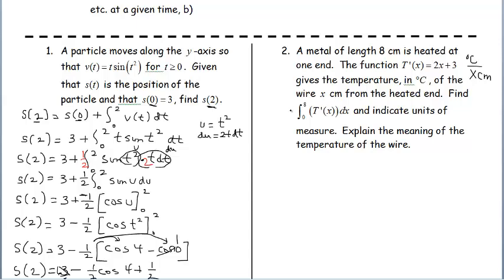All right, we're asked to find this answer right here and indicate units of measure, and then explain the meaning of the temperature of the wire. All right, so I'm going to go ahead and set up the integrand. T prime of x is 2x plus 3. So easy enough. I don't need to get anything ready for integration. This goes back to x squared plus 3x. And we're going to evaluate that from 0 to 8.